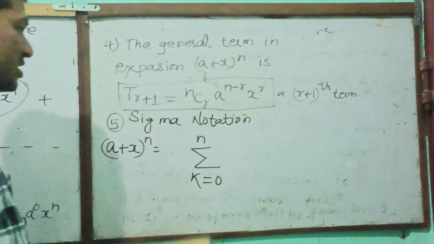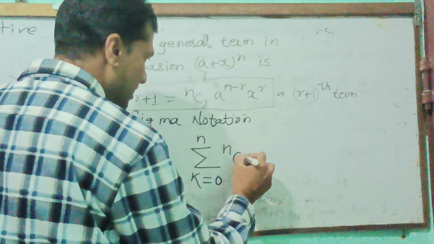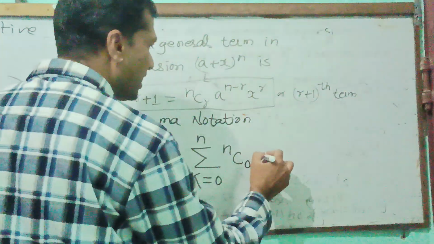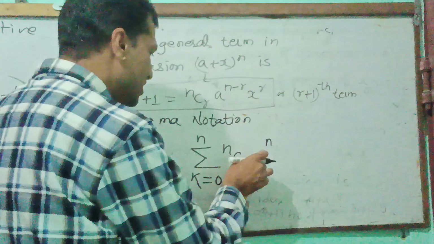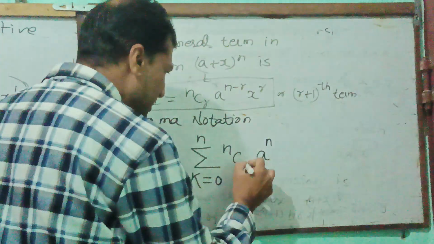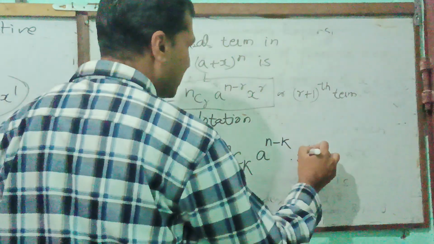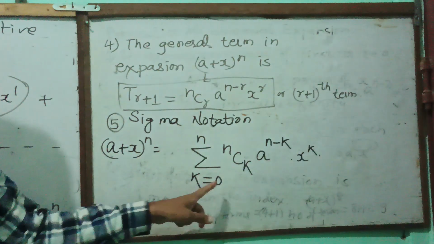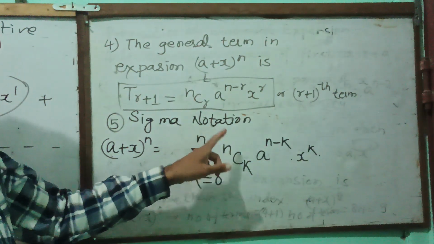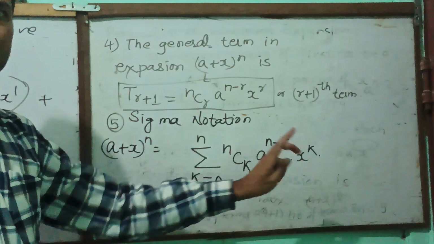k starts from 0 to n. This is nC0 a to the power n, sorry, this is nCk into x to the power k. So this one is the sigma notation. Simply, k runs from 0 to n, nCk a to the power n minus k, x to the power k.